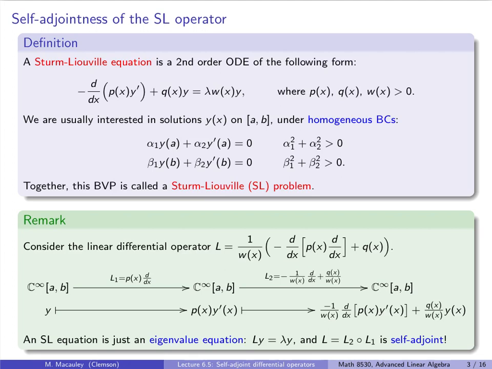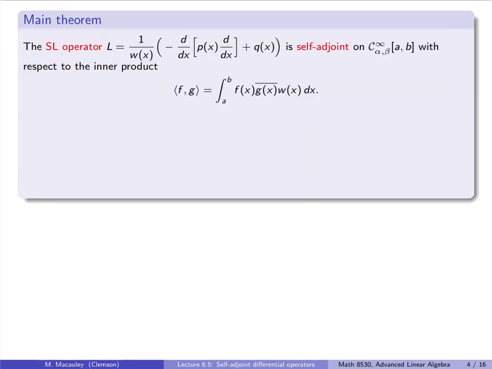And here's the key fact. Here's the one thing that I want you to take away from this. This mysterious linear operator L is self-adjoint. That's the crux of everything. Let me summarize and clarify what I just said.